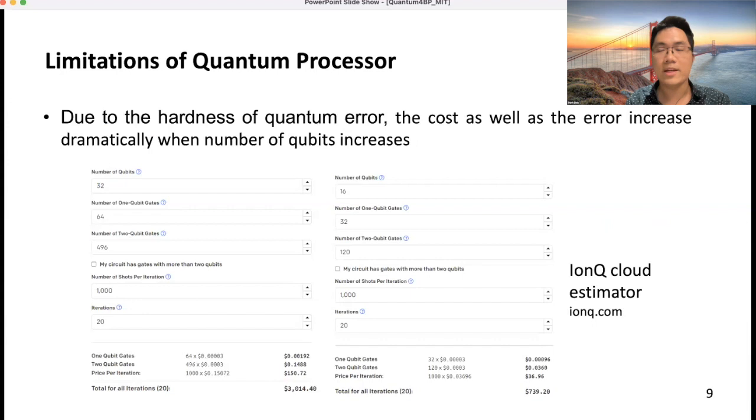So the limitation of a quantum computer is that, due to the hardness of quantum errors, the cost as well as the error will increase dramatically when the number of qubits increases. For example, if I want to solve a MaxCut problem with 32 vertices, then the maximum money I could pay is about $3,000. If I can reduce the problem into 16 vertices, then the maximum money I will pay is about $700. So you can see that the cost of quantum computing increases exponentially when we increase the number of logical qubits.